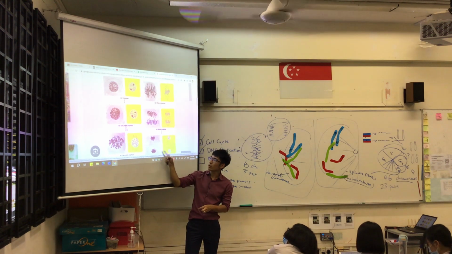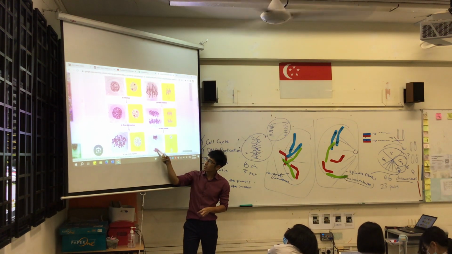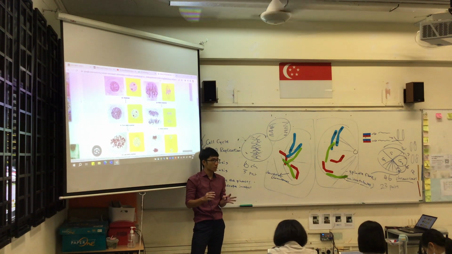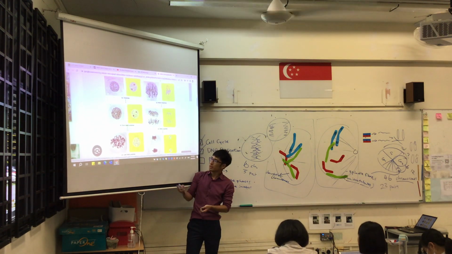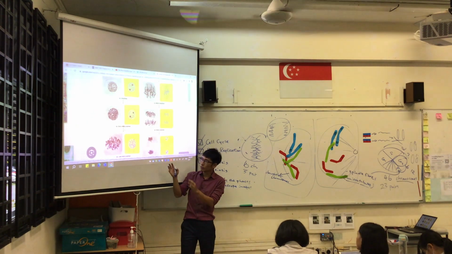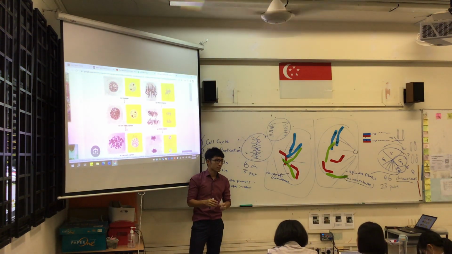Last but not least is telophase. Telophase, you notice that if you recall, in telophase, DNA starts to decondense. Therefore, you don't really see the thick worms as clearly as possible. They start to become a mess. They're starting to uncoil.